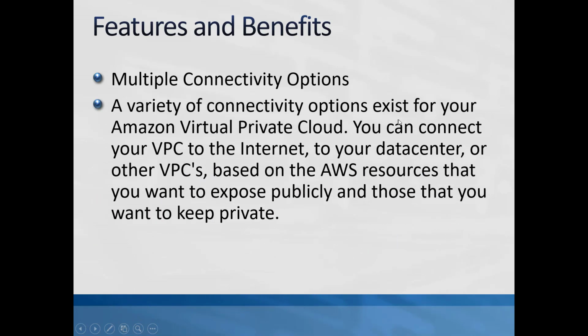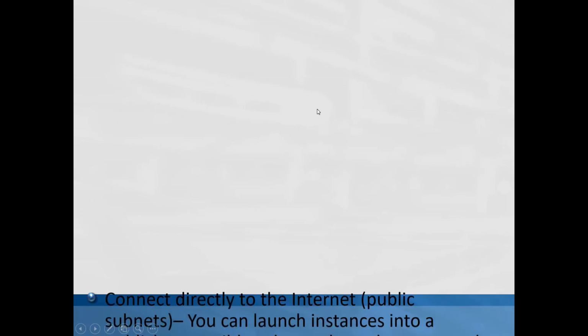A variety of connectivity options exist for your Amazon Virtual Private Cloud. You can connect your VPC to the internet, to your data center, or other VPCs based on the AWS resources that you want to expose publicly and those that you want to keep private. So you can make many connections there, many ways you can connect to the VPC through VPN, through internet, and through actually lease line as well.